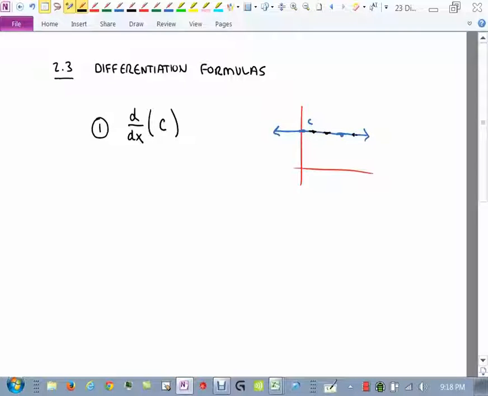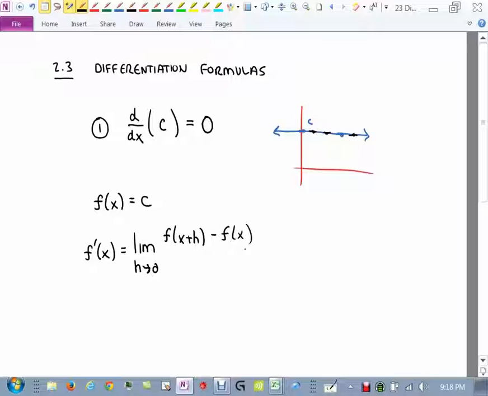Okay, so that's a formula. It makes sense. Visually, it makes sense. But how can we show that with the limit? Okay, so let me show you. Let's start with a function that is constant. All right, and now let's try and find its derivative. The derivative would be the limit as h approaches 0 of f of x plus h minus f of x all over h.